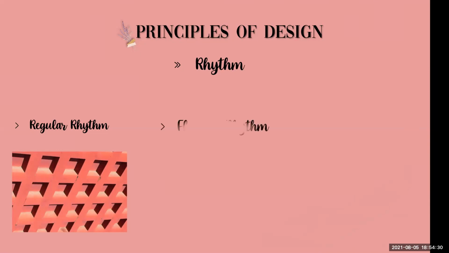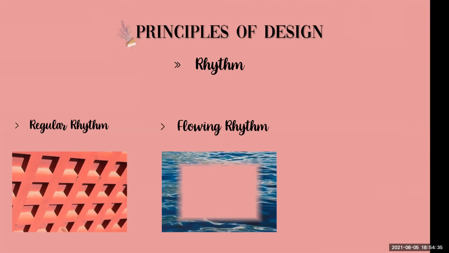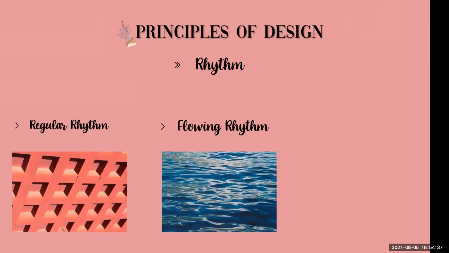And the next one is flowing rhythm. Flowing rhythm is a continuance of an element. This is a C, and we can see it has a continuity to it. And the next one is progressive rhythm. Progressive rhythm is a progression of steps of elements, like an increasing or decreasing order. In the figure, the rectangle boxes are increasing and decreasing from big to small.